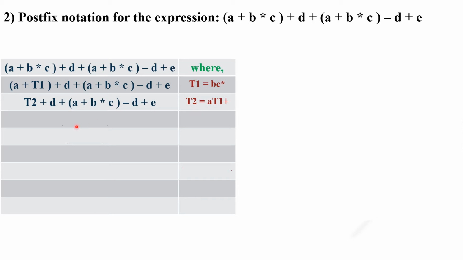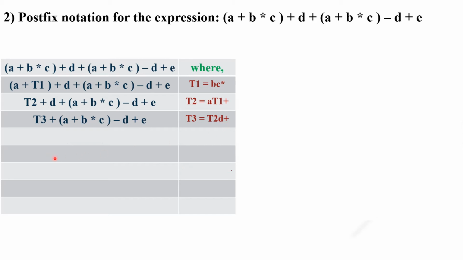So in the syntax tree, which sub expression will be next evaluated? T2 plus d, because plus and plus is left associative. So we have to evaluate T2 plus d next. So instead of T2 plus d, we write T3. Then what is our T3? T3 equal to T2d plus.